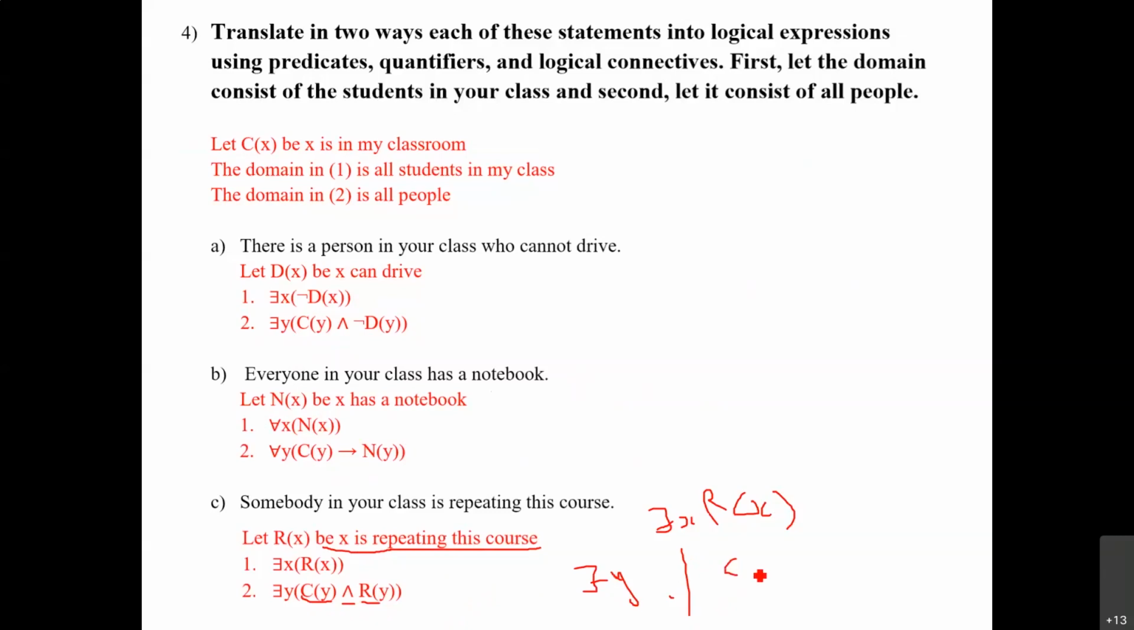Why didn't we write, for example, C of y implies R of y in this case? Well, here we're saying there is somebody, so there exists at least one person. So these have to be true. It's not like we're saying, hey, if somebody is in your class, then they might be repeating. Because in the first one, in part B, there could be no one in your classroom, and it's still going to be correct. Hey, if nobody's in your classroom, then everybody in your classroom has a notebook. Whereas here, no, there has to be at least someone there. Okay? Moving on.